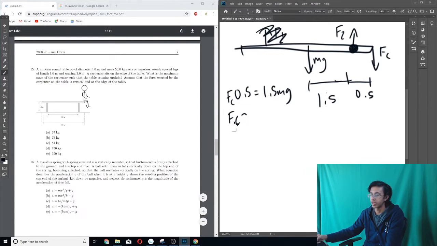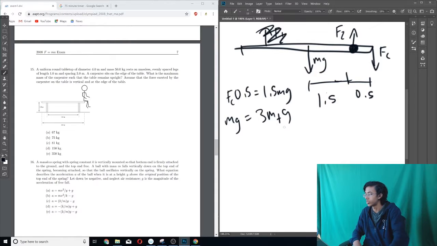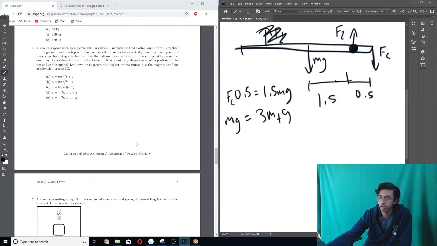So we have that mg, because the force that the carpenter exerts is just his weight, his mass times gravity. So mg equals 3 m_table g. Okay, so now we just solve for this. 3 times the mass of the table is 150. Okay, that's just already there. So 15 is D.